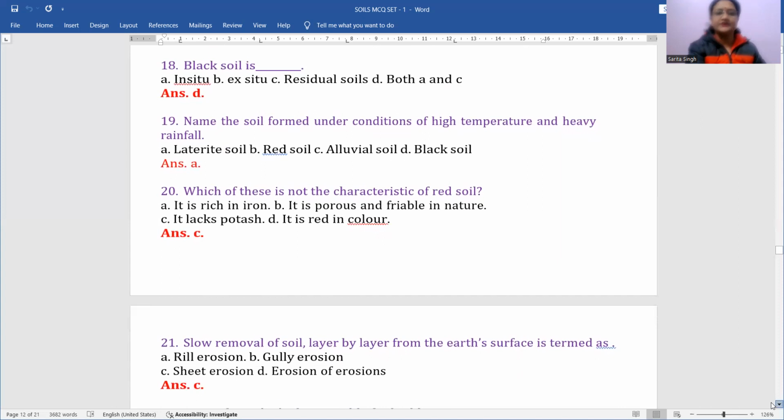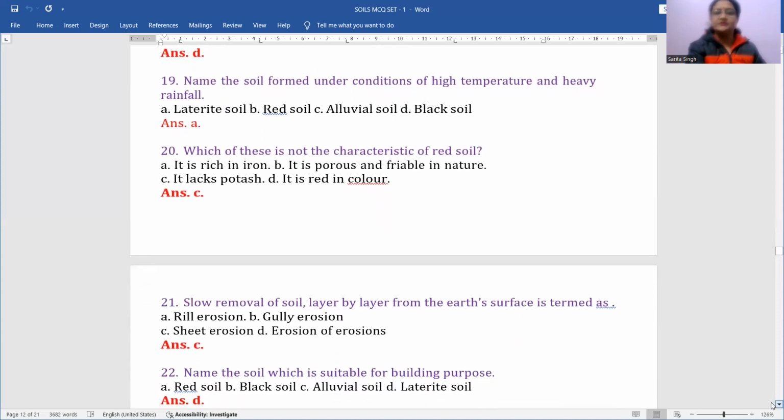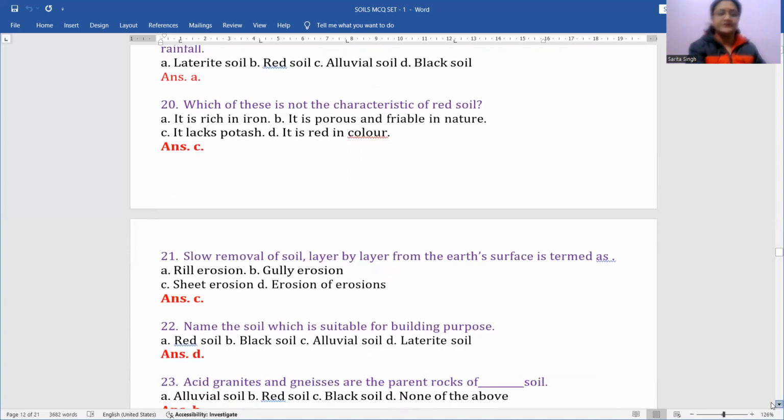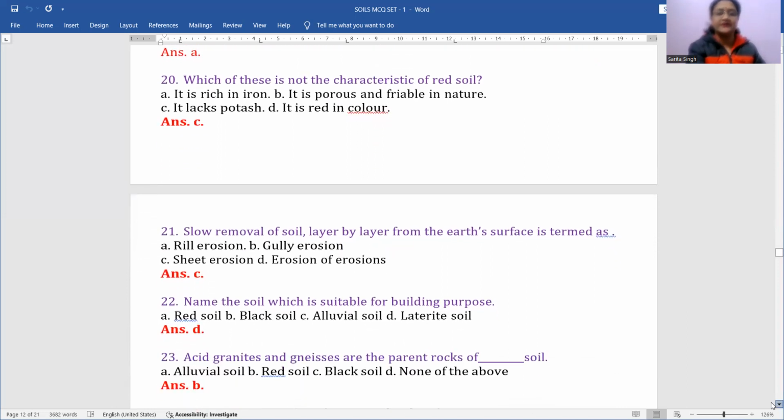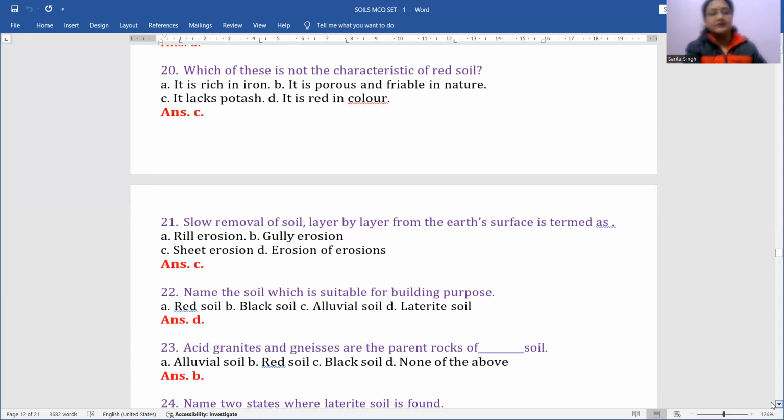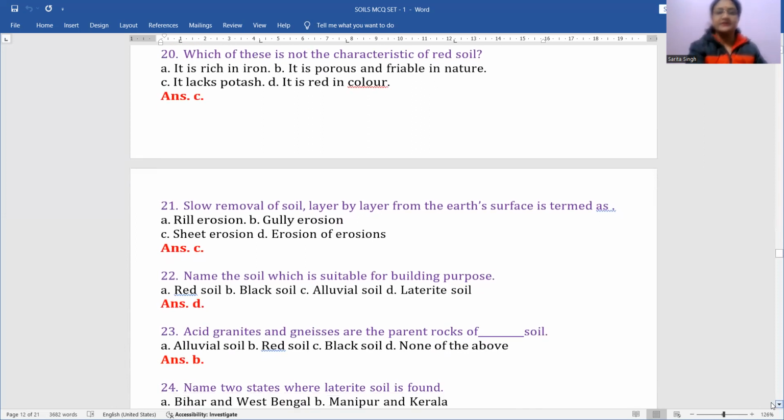Next question, name the soil formed under conditions of high temperature and heavy rainfall. Laterite soil, right? Because we have already discussed the formation of laterite soil. Next, which of these is not the characteristic of red soil? It is rich in iron, it is porous and friable in nature, it lacks potash, and it is red in color. C is not the characteristic of red soil. Rest all are the characteristics of this soil.